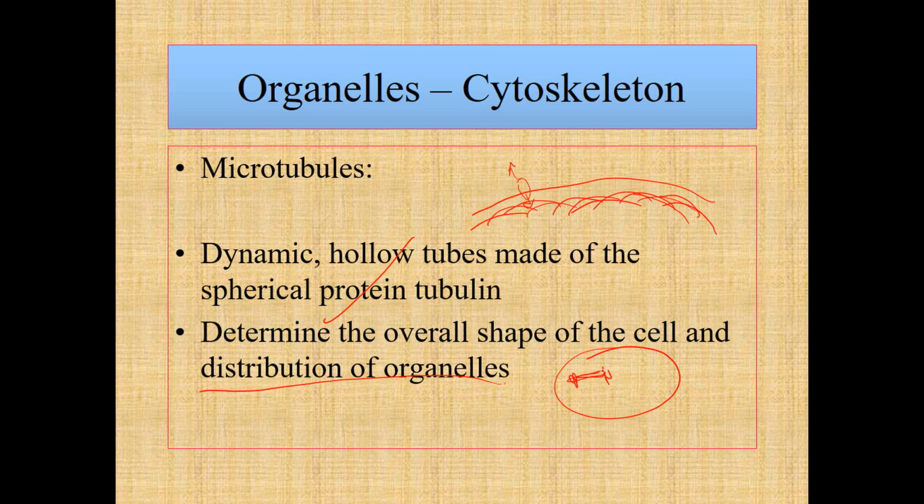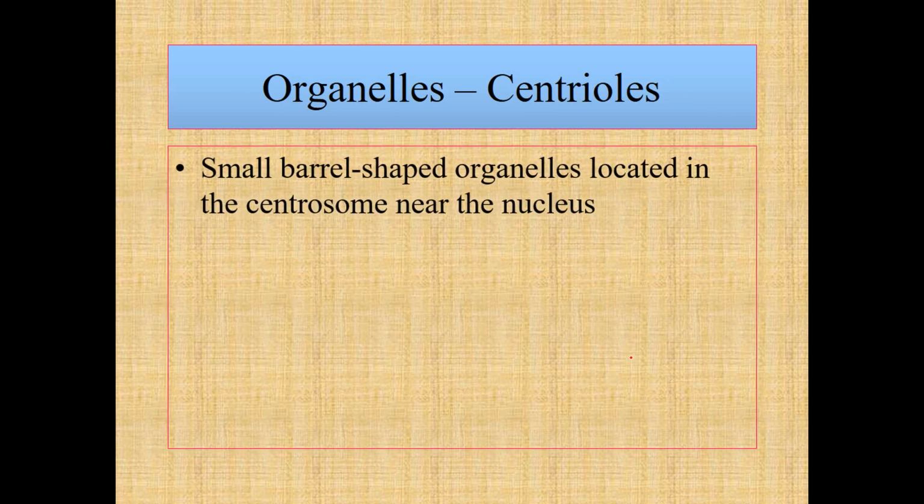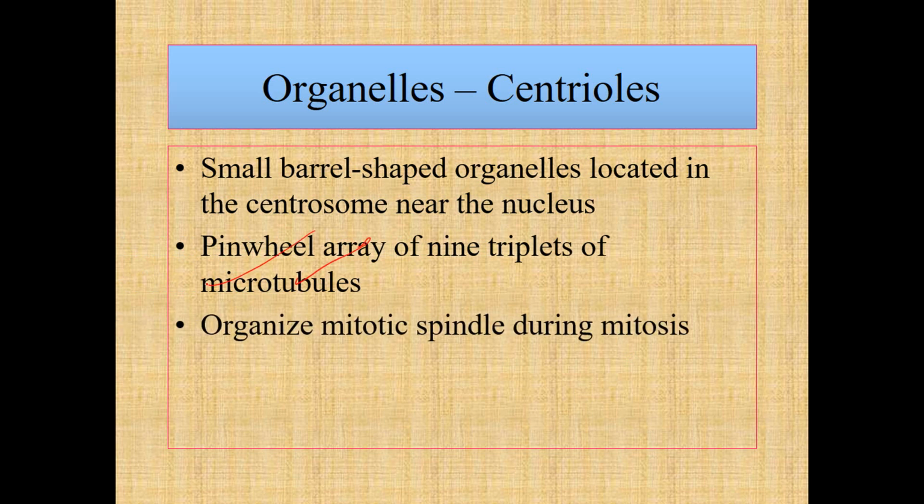These microtubules can also be involved in the formation of centrioles, and it is 9 triplets of microtubules. I don't care about that. What they do is they organize the mitotic spindle during mitosis. Super quick. You don't have to know exactly what I'm talking about. I just want you to understand what this mitotic spindle is.